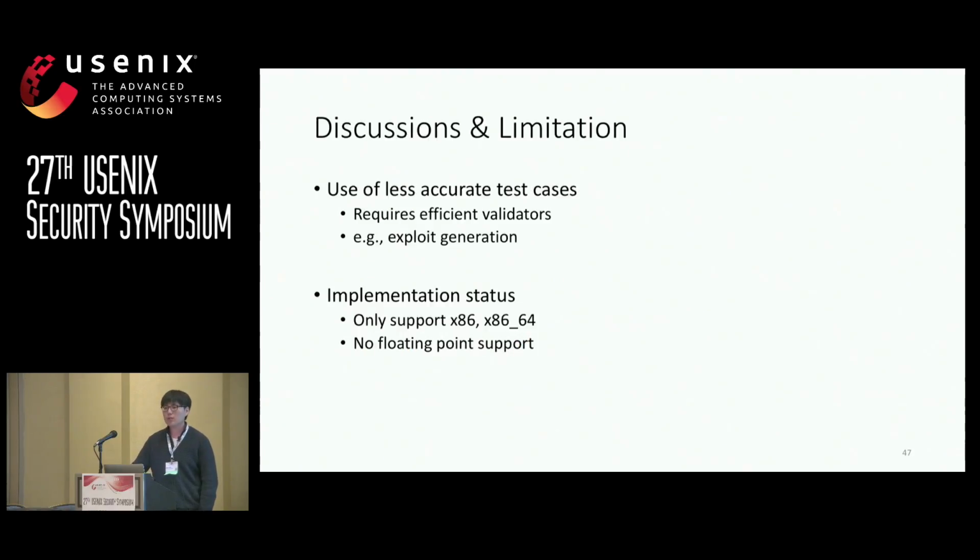In this slide, I want to discuss other uses of our technique and its limitations. QSYM is based on less accurate results, so it requires an efficient validator. In our case, fuzzing is the efficient validator. Maybe we could apply the same technique to exploit generation, because we can make an efficient validator to test whether the generated exploit works or not. Currently, we only support x86 and x86-64, and we cannot support floating point yet.